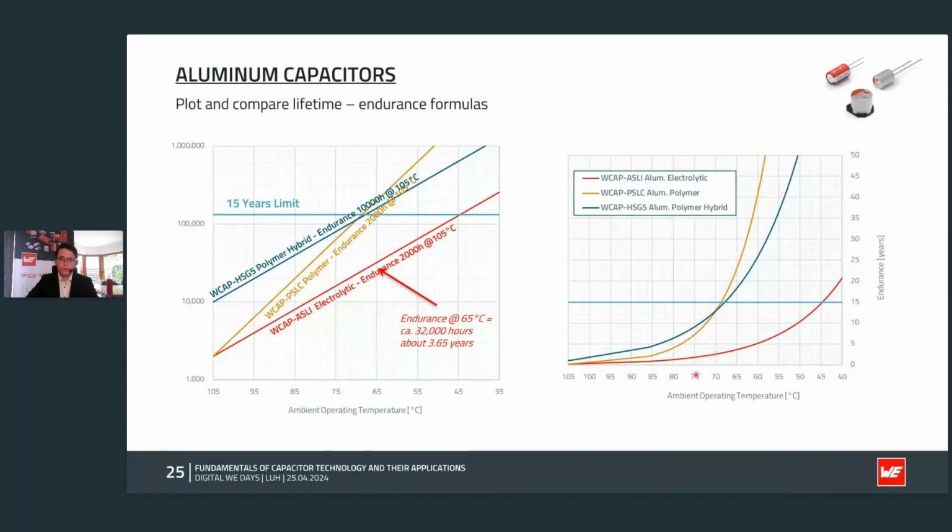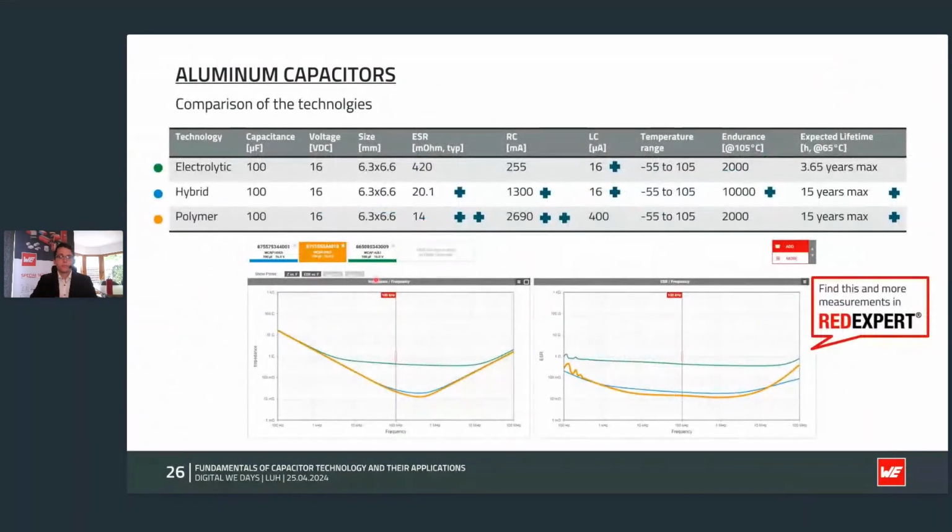But yeah, same information more or less. So if we compare these different types with Red Expert, our online tool here, I compared three times 100 microfarad, 16 volts with the same package. Then you can see that, for example, if you check the ESR, the polymer types have the smallest ESR, which leads to high ripple current.